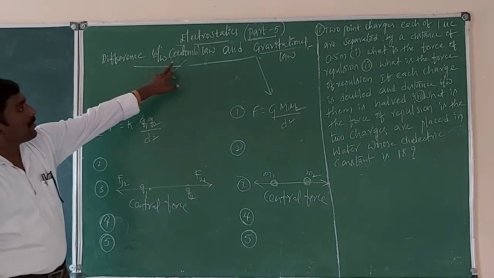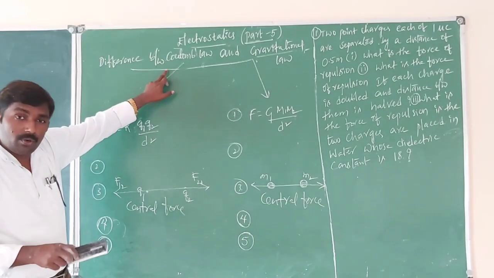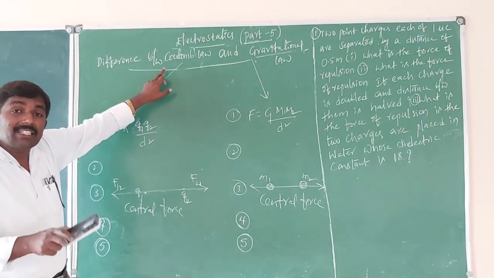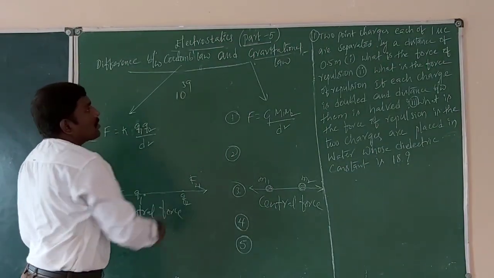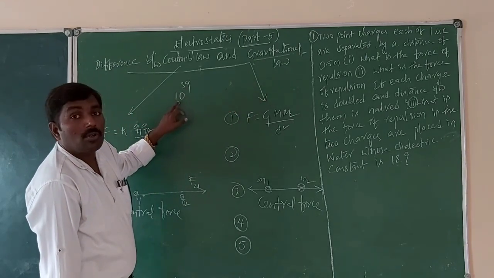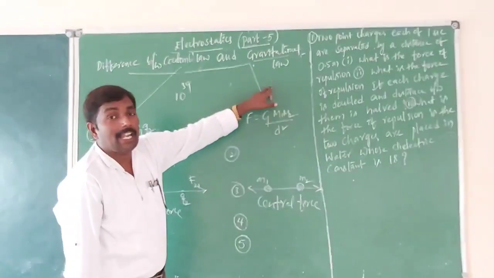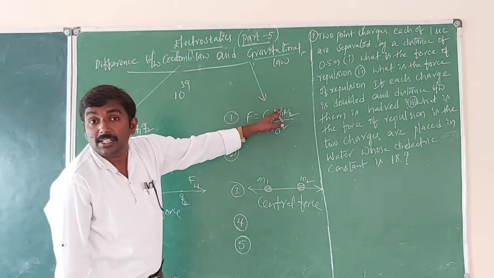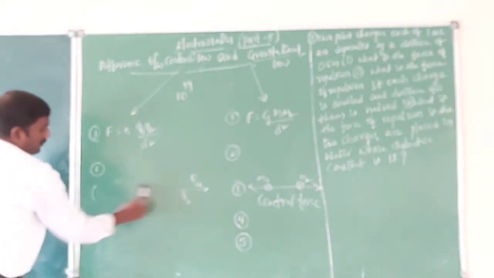See, dear students, electrostatic force or electromagnetic force is 10 to the power of 39 times stronger than gravitational force. Gravitational force is the weakest force in nature. Okay, students.